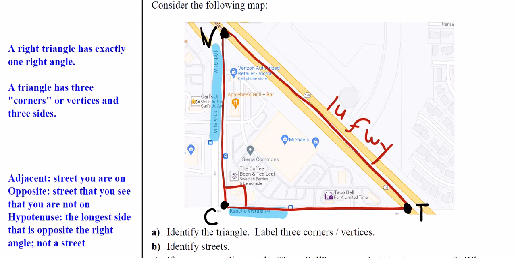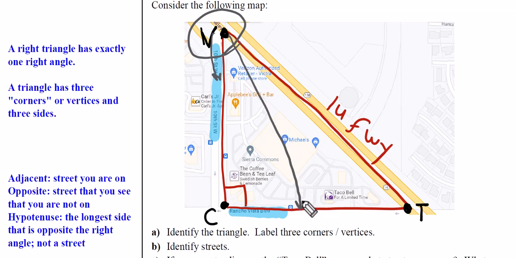Now, all this was true when I stood on the Taco Bell corner. What if instead I stood on the Verizon corner? What street am I on? What is my adjacent street? Again, the 14 freeway is not a street. That's a freeway. So the only street I'm actually standing on is 10th Street West. That's the street that's adjacent.